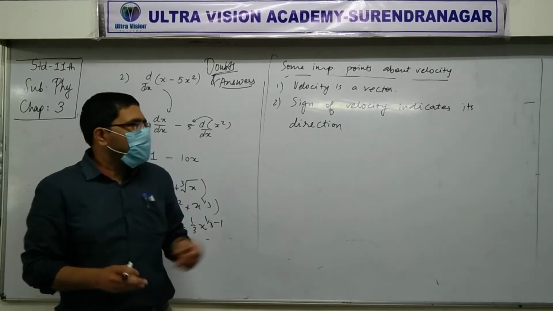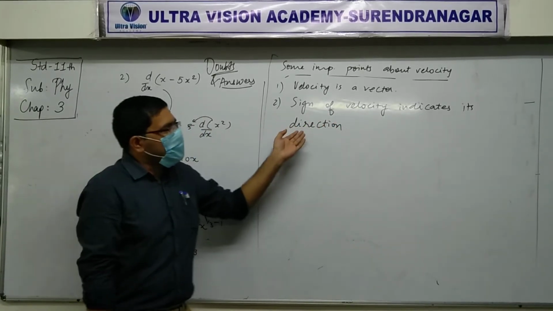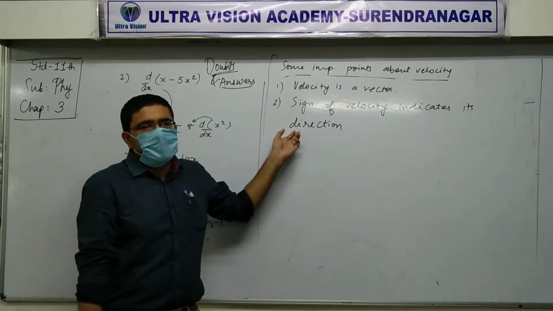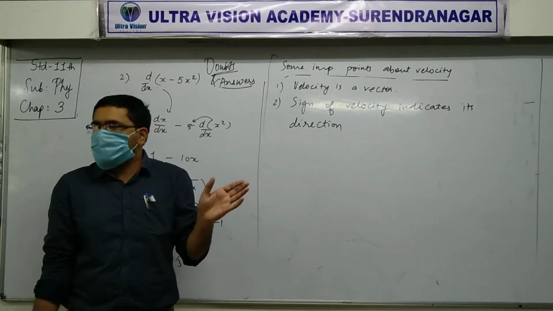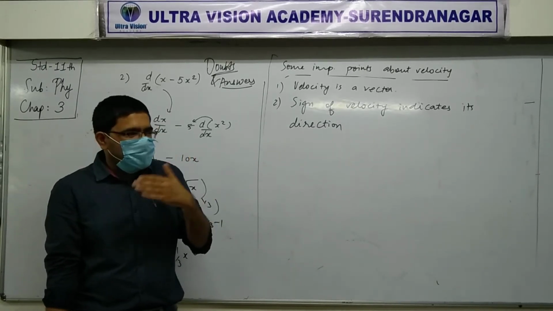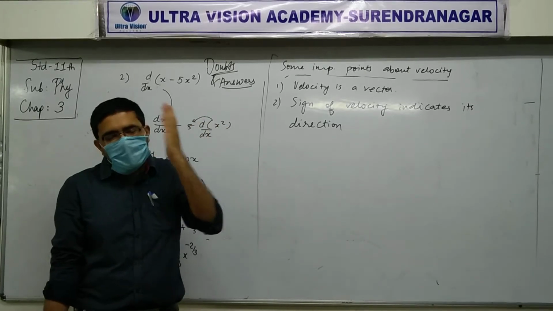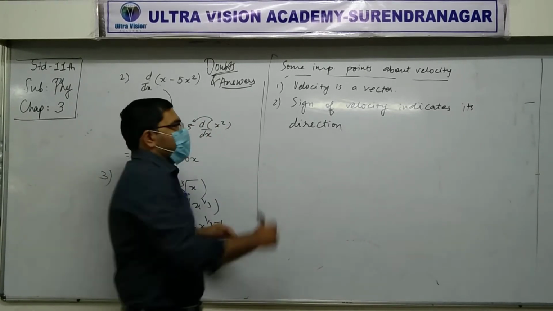Right? So the sign of velocity indicates its direction. That is the direction of velocity. If velocity is positive, it will be towards the right side. Velocity negative, towards the left side. Like that.